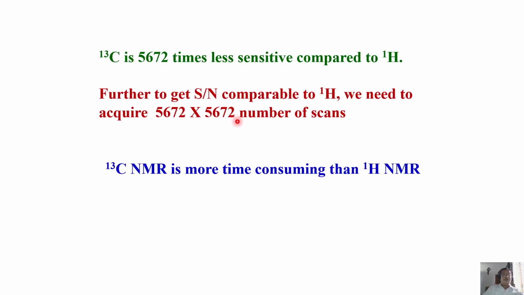Okay, because signal to noise ratio goes by root of square. It takes enormous amount of time. So carbon-13 NMR is more time consuming than proton. So this is the situation. Let us say in one scan, one accumulation, when I send one RF pulse, I'll get a proton spectrum of particular signal to noise ratio.